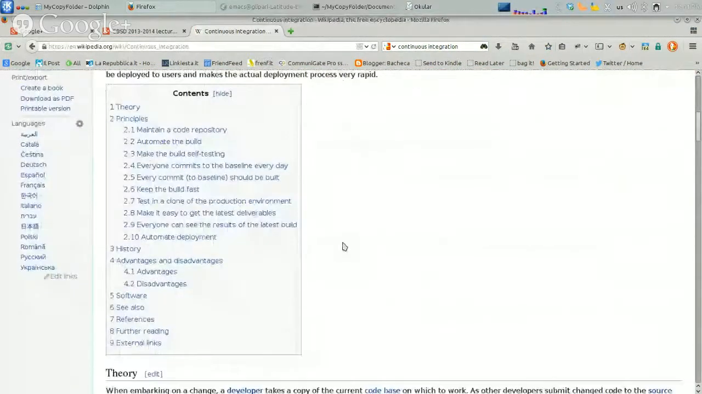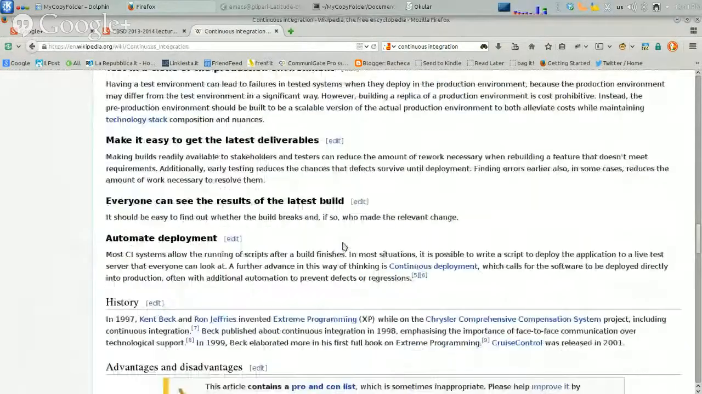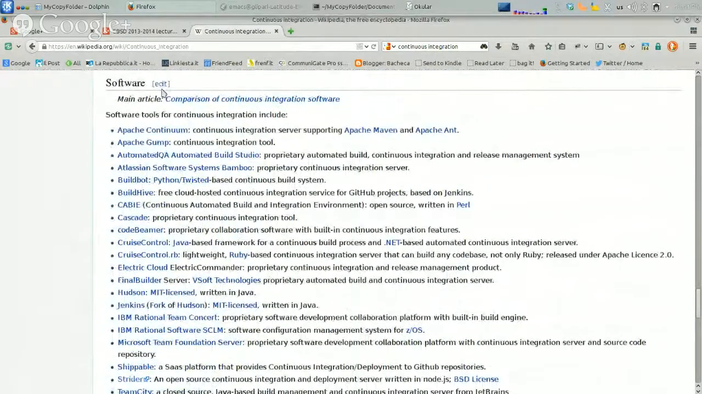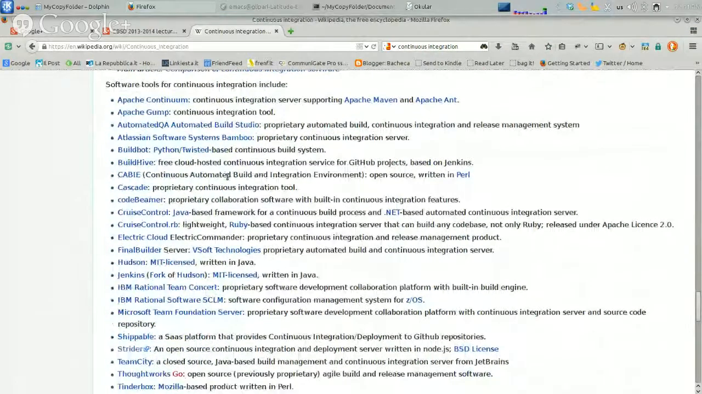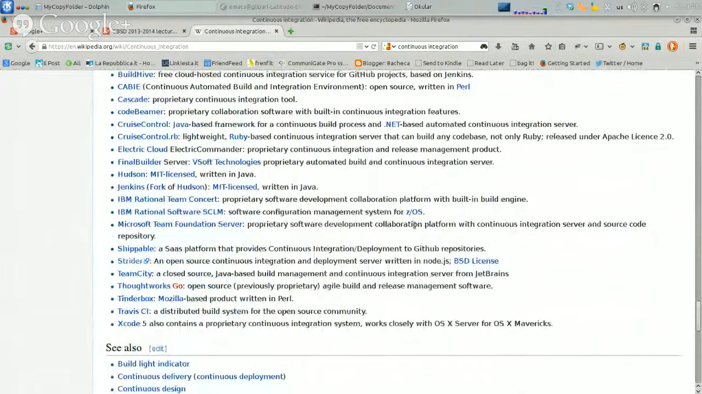And the continuous integration software, you can find a list here on Wikipedia, for example, if I remember well. And there is something from Apache, and some is of course open source, but it's not very easy to configure, and something is provided by companies.